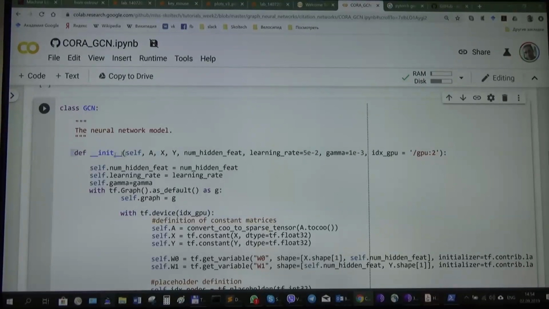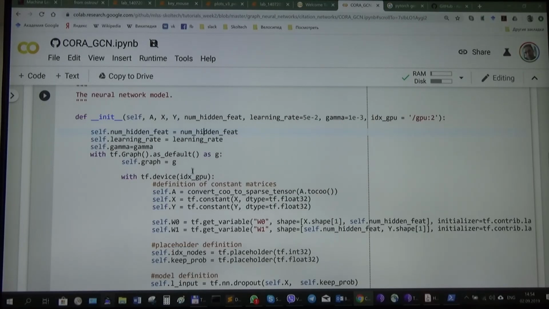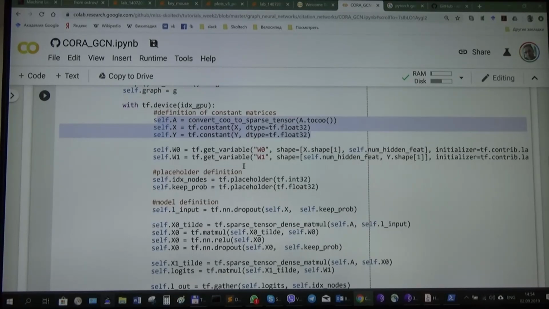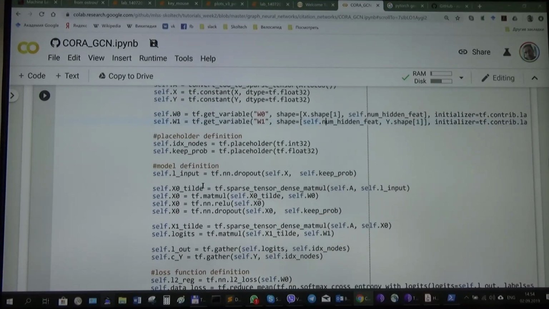So this is just a class that encapsulates the definition of the neural network. For example, we're just creating a lot of placeholders, constants, and defined weights. This is going to be the simplest two-layer neural network, as simple as it can be almost, with some dropout, by the way.